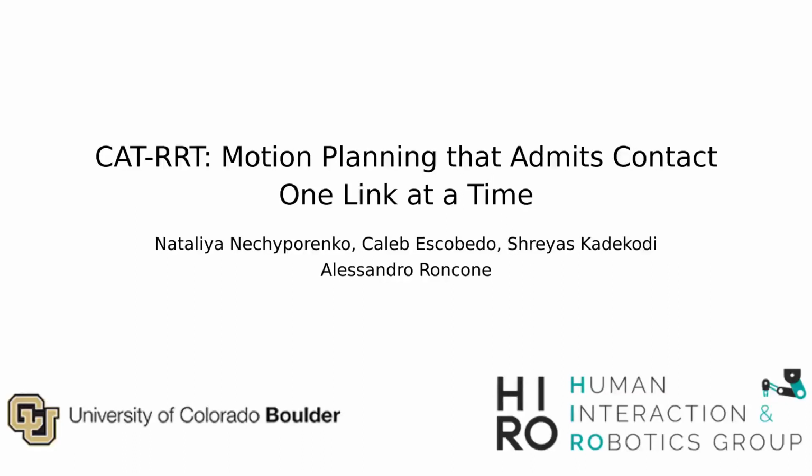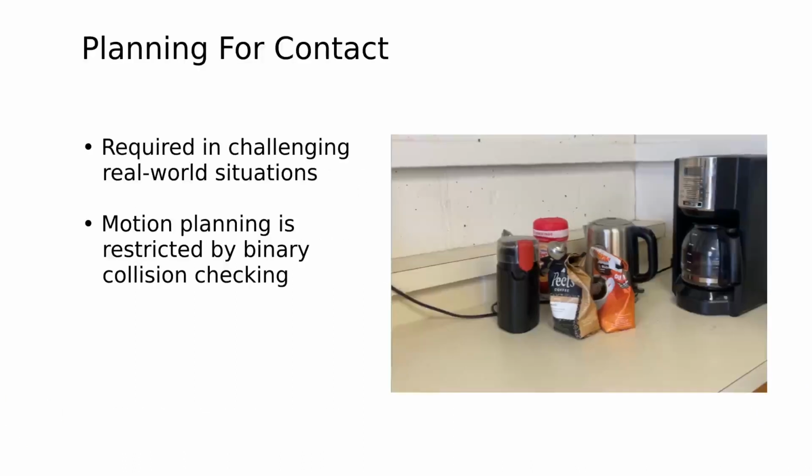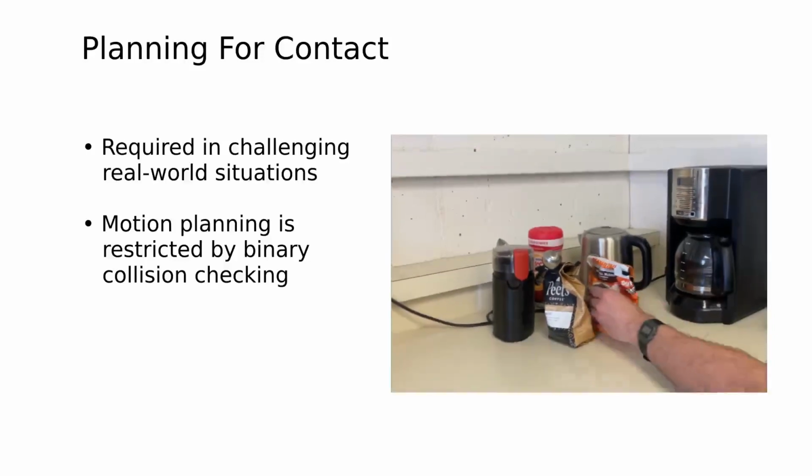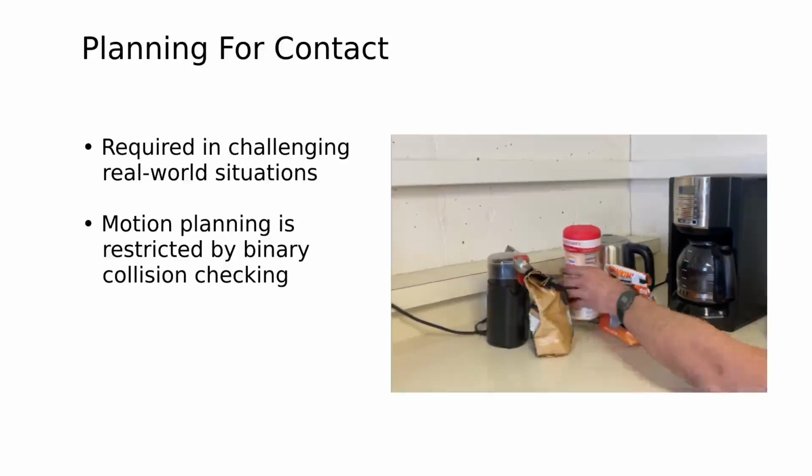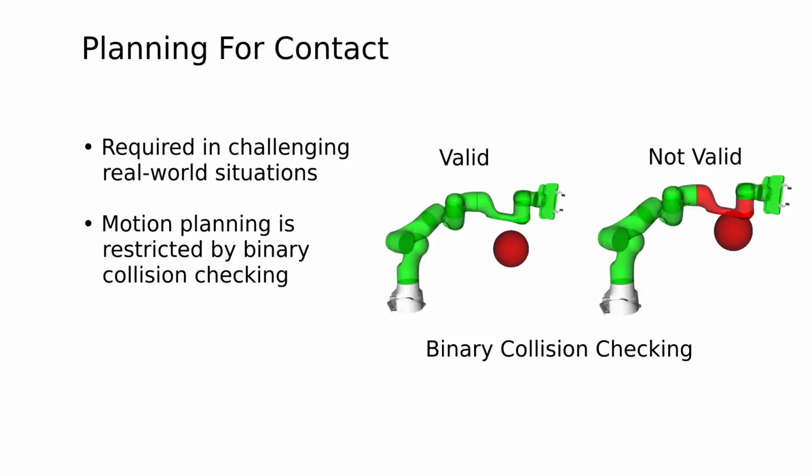Today we present CAT-RRT, motion planning that admits contact one link at a time. Operating in real-world environments often means making contact with objects. However, most motion planning approaches are designed around the binary nature of collision checking, which invalidates contact.